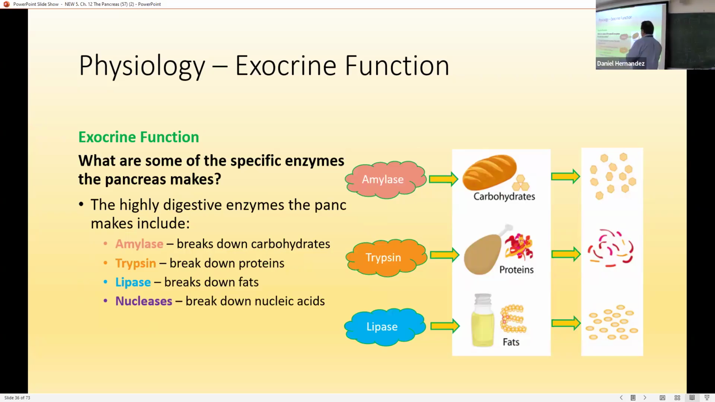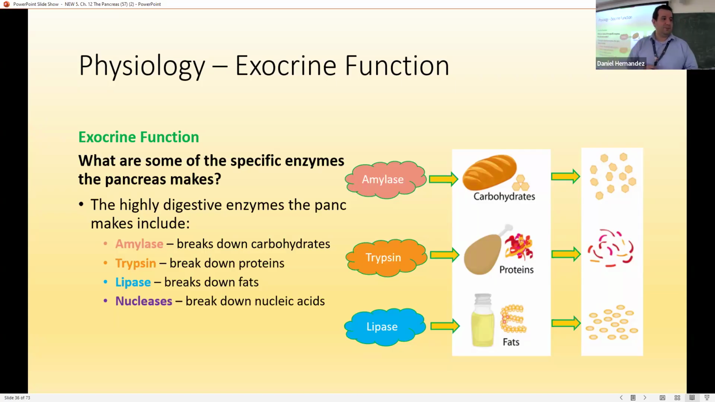So in terms of the specific enzymes, again, the main enzymes that the pancreas makes are amylase, trypsin, and lipase. They also make nuclease, which breaks down nucleic acids. But primarily, we're talking about carbohydrates, proteins, and fats. So, amylase.